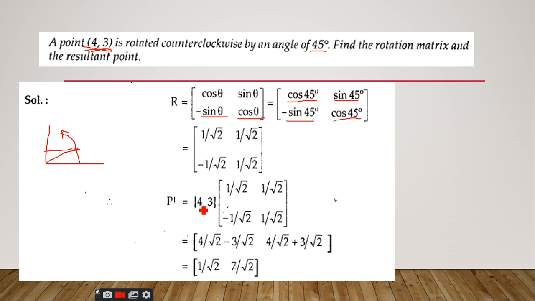You just take it as 4 into 1 by root 2, that is 4 by root 2, minus 3 by root 2, then 4 by root 2 plus 3 by root 2. So 4 minus 3 gives 1 by root 2, and 4 plus 3 gives 7 by root 2. We can also solve this problem in decimal points. And this is all about the rotation matrix for counterclockwise or clockwise direction.